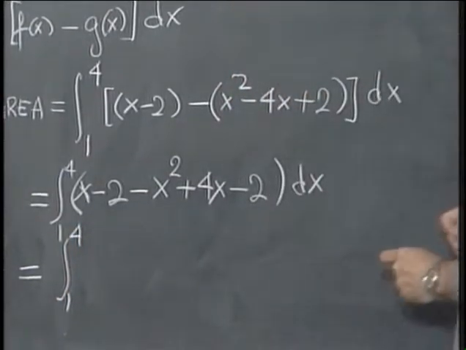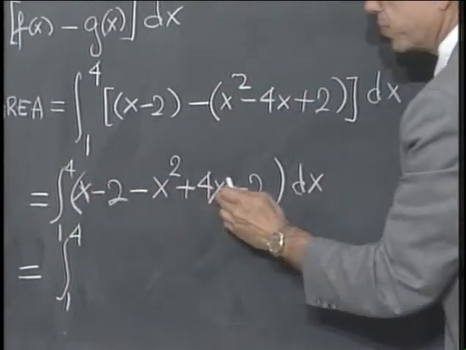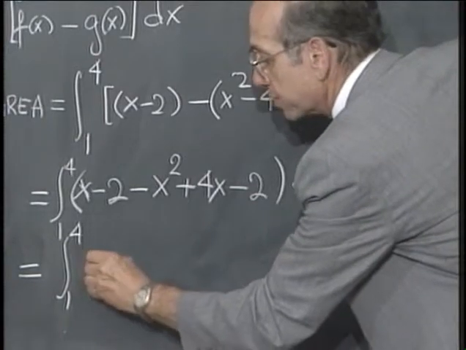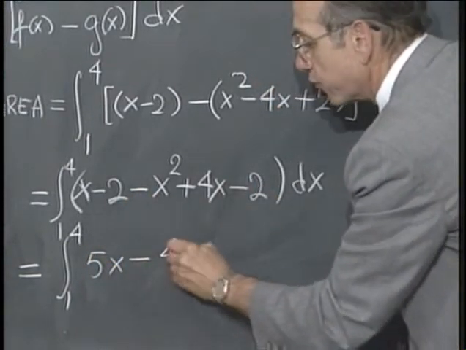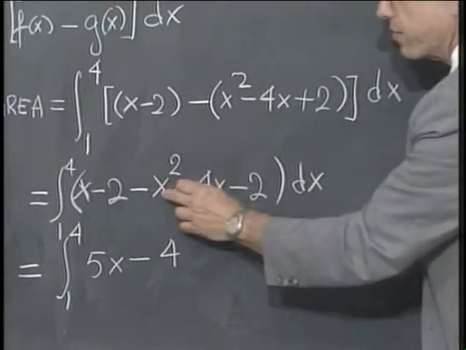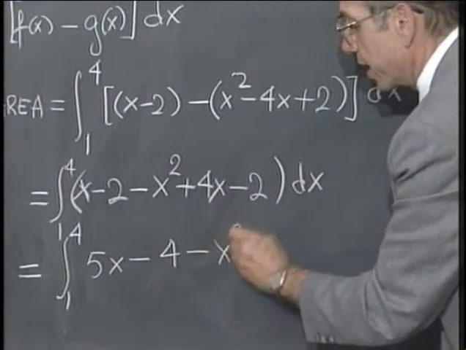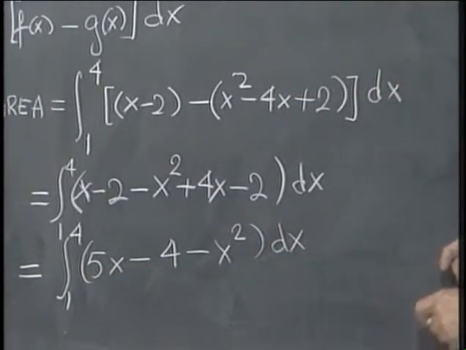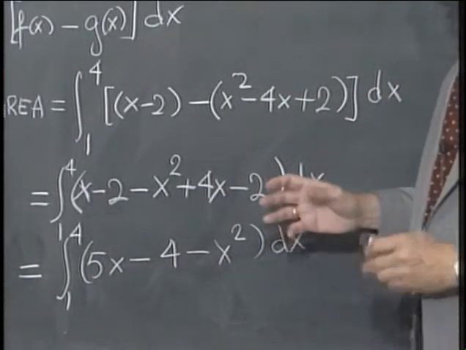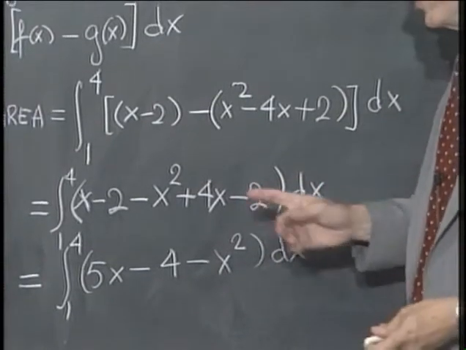We have the integral from 1 to 4 of x plus 4x, which is 5x, minus 2, which is minus 4, and minus x squared is minus x squared, dx. Algebra's over. Time to use the calculus.